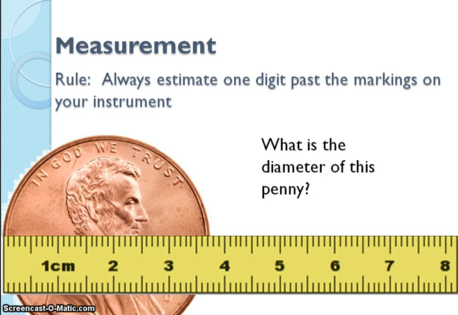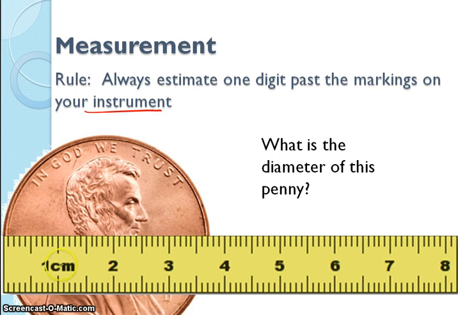What we're going to do is quickly talk about measurement, how to measure, and understanding the uncertainty that there is with measurement. So first of all, let's look at this ruler, and we are trying to measure the diameter of this penny. So we always want to estimate one digit past the markings on your instrument, as it says.